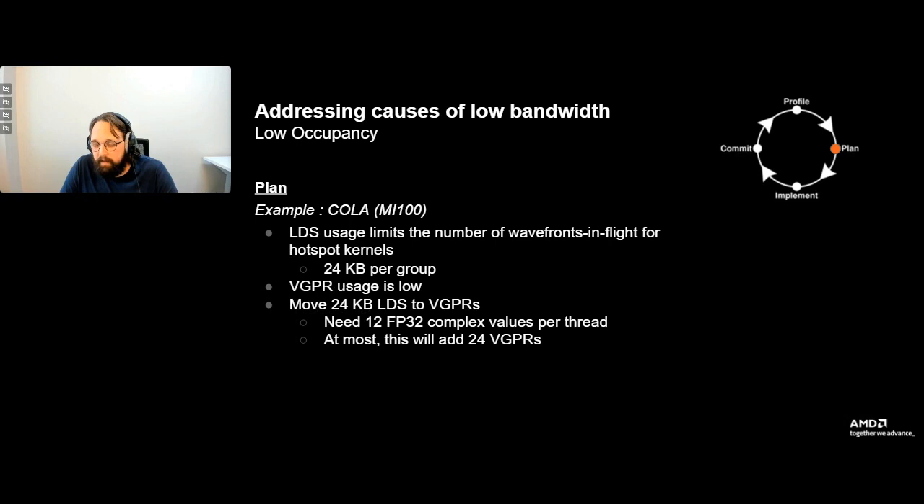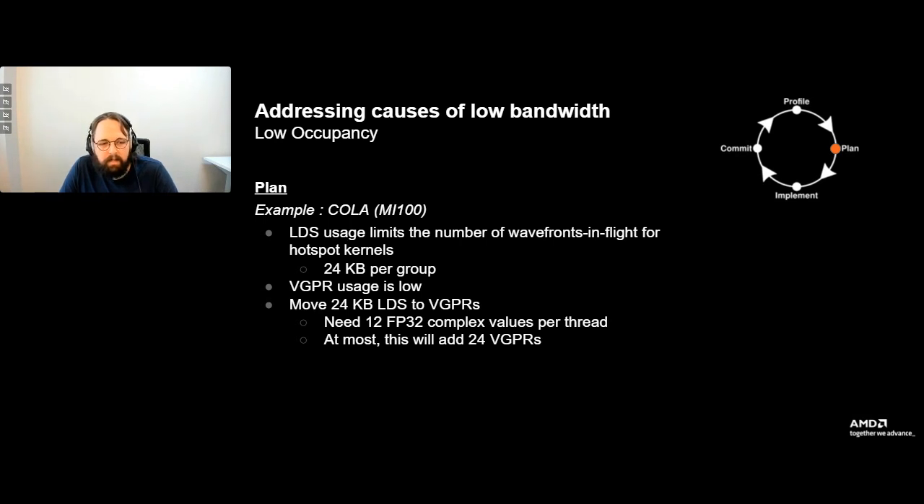Okay, so we know LDS usage is killing our occupancy. We suspect that low occupancy is limiting our performance. So we're going to move that 24 kilobytes of LDS to vector register usage, because our vector register usage is low. We have some room to add stuff there rather than using LDS. From reviewing the code, what we did is essentially look for that line where we declared the shared memory and ask, what's actually in there? If we convert this to a bunch of scalar values that each thread has on its own, each thread is going to need 12 FP64 complex values. When we did the 32-bit calculations, of course, that'd be 12 FP32 complex values per thread.